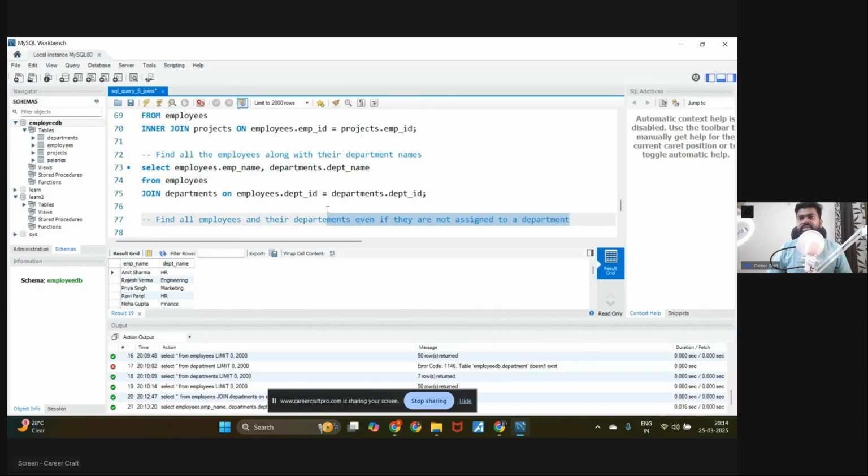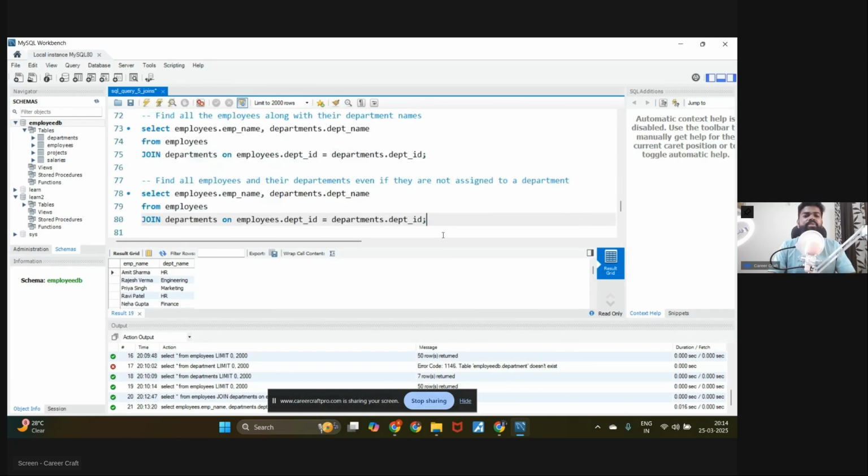Very good, Praveen. Praveen is the first person who understood this. Same thing, it is just that here you will be using left join. Left join. That's it.